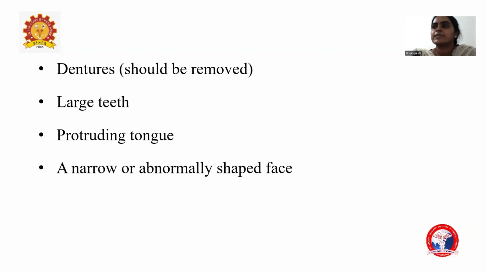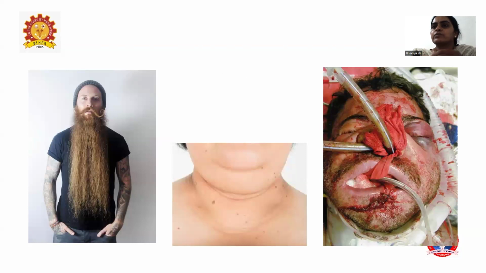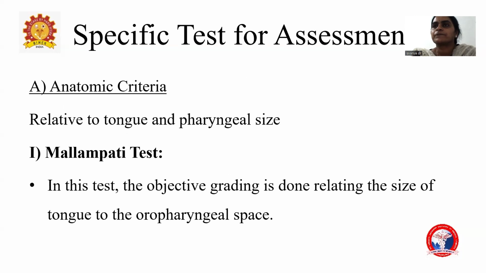Dentures, whether present, should be removed. Large teeth, protruding tongue, a narrow or abnormally shaped face. These are all some of the pictures where we can assess difficulty in laryngoscopy and intubation. A man having a long back, short neck, fat neck, a face with multiple fractures, protruding tongue.